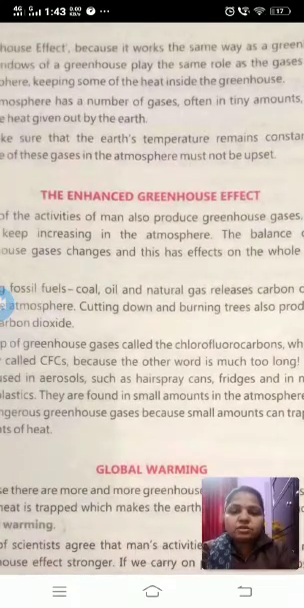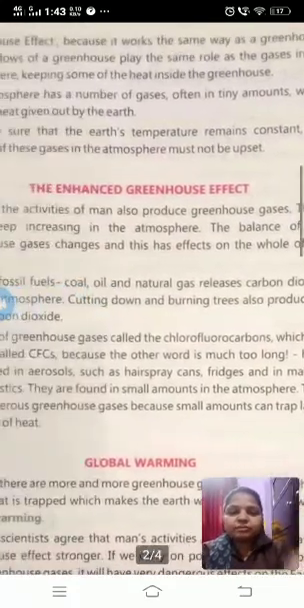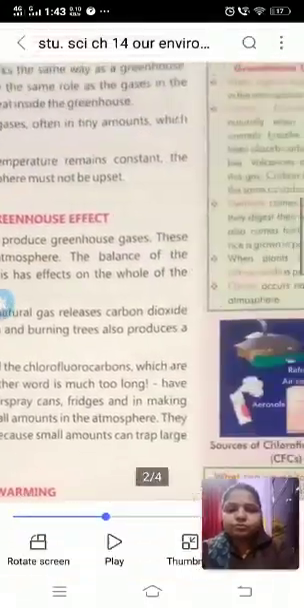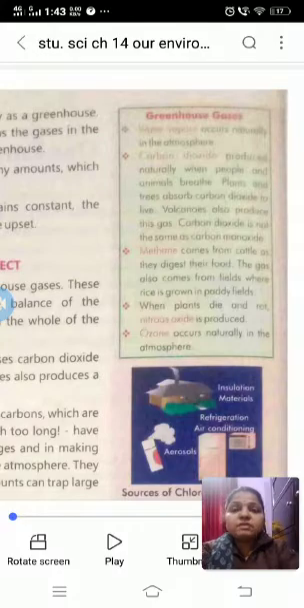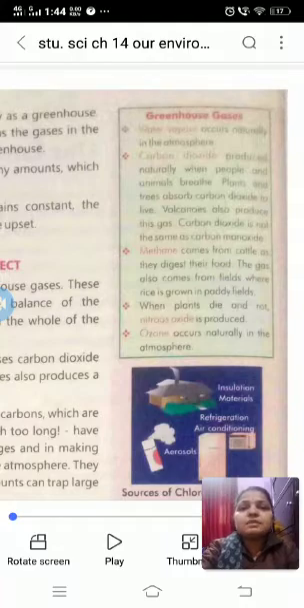The enhanced greenhouse effect. Some of the activities of man also produce greenhouse gases. These gases keep increasing in the atmosphere. The balance of the greenhouse gases changes, and this has an effect on the whole of the planet.